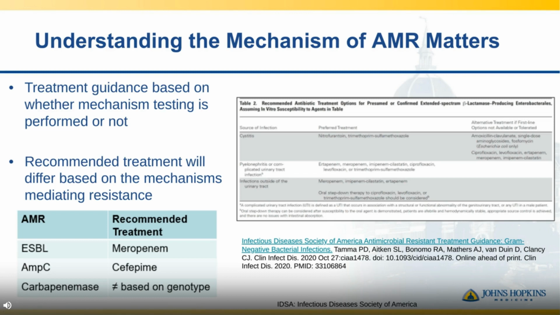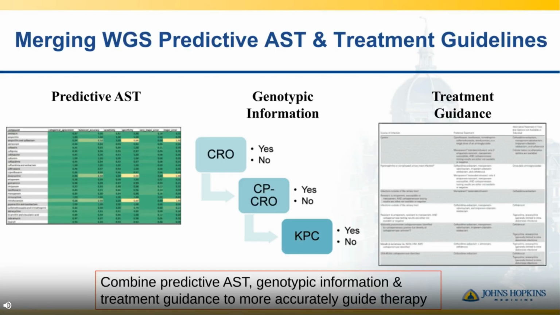And the same with carbapenemase producers, where based off of whether it's a carbapenemase producer or not and the genotype, the recommended therapy will vary. So we've been working with Ares again to try to merge the predictive AST and that genotypic information to more accurately guide therapy.